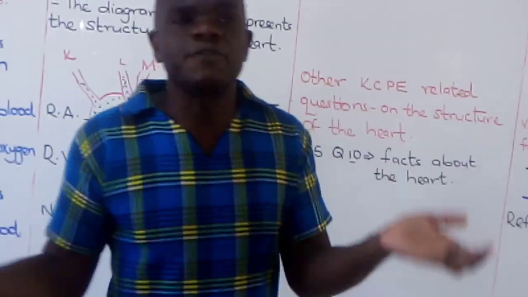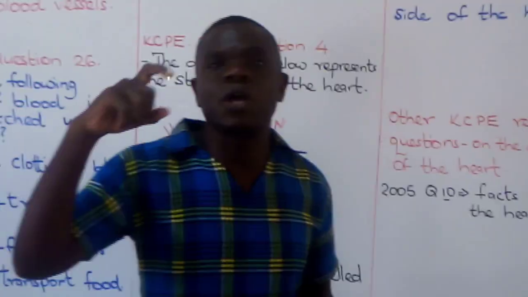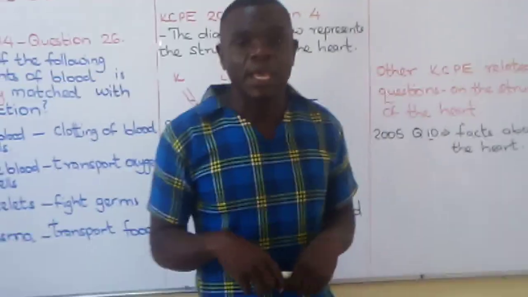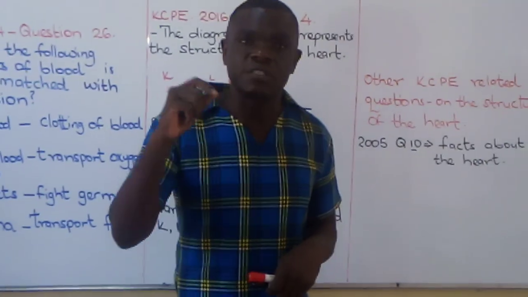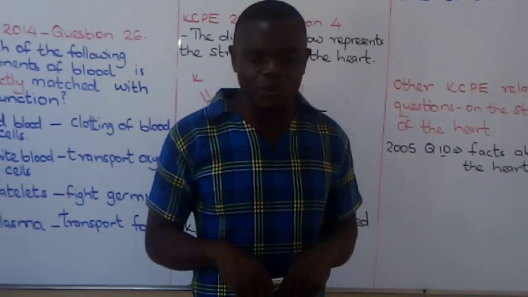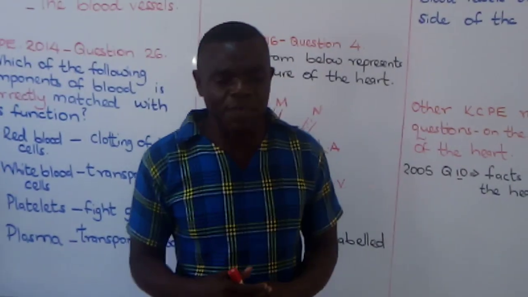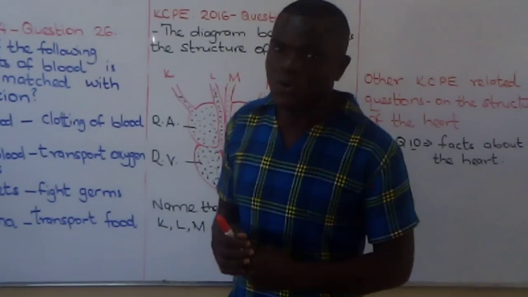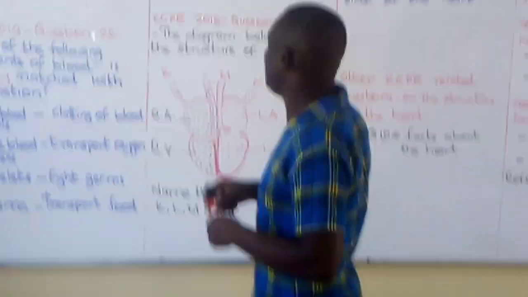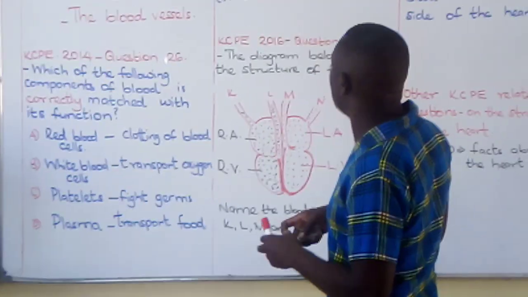Even after transporting oxygen, it also takes the carbon dioxide from the different parts of the body and brings it as carboxyhemoglobin. That's a difficult term, eh? But don't you worry about the big terms. Let us focus on what we have learned: transport oxygen and carbon dioxide.